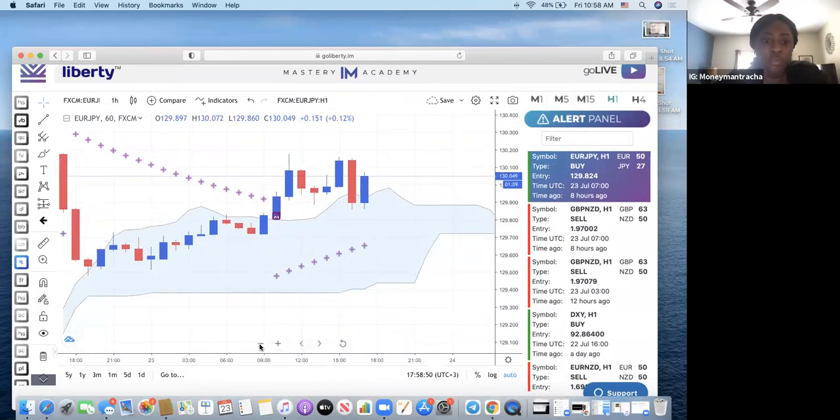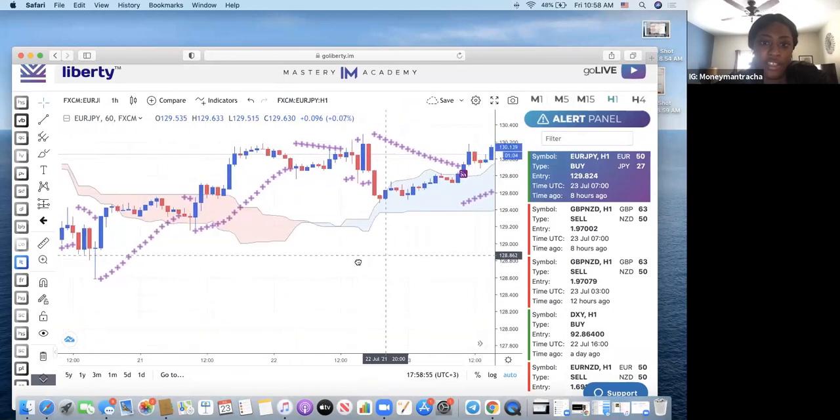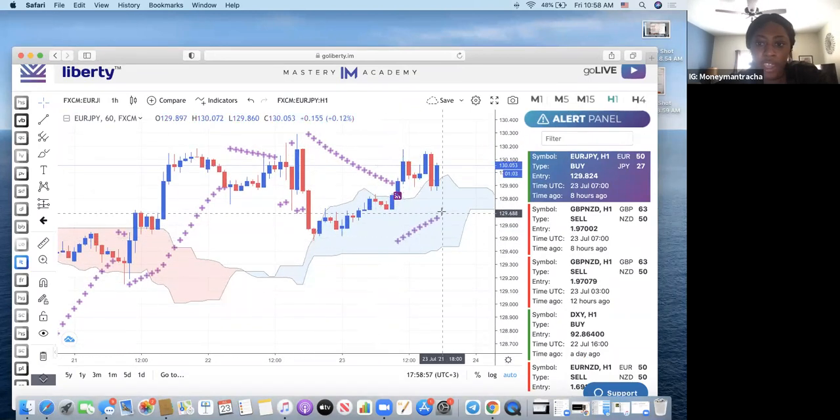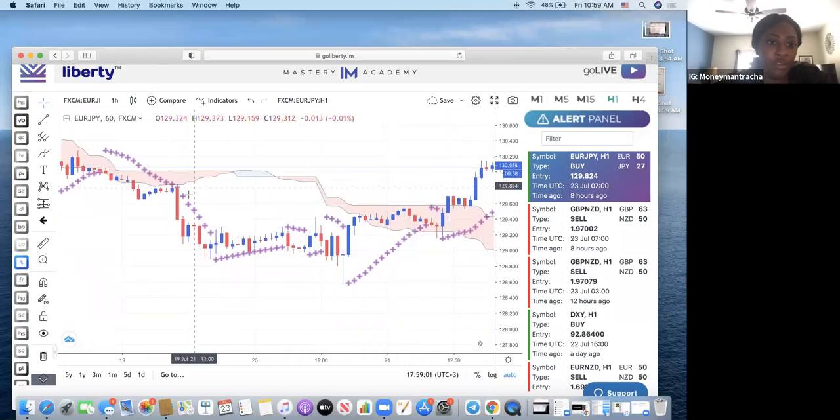So let's just say you like this strategy. So you would delete the clouds, but look how easy this is to read. All you need to look for is a blue candle above the cloud and above the SAR. That's so easy. Or you need to look for a red candle. Look at this perfect sell setup, y'all. This red candle below the cloud and the SAR, right? It's so easy. And we would have just made so much bread off of this.